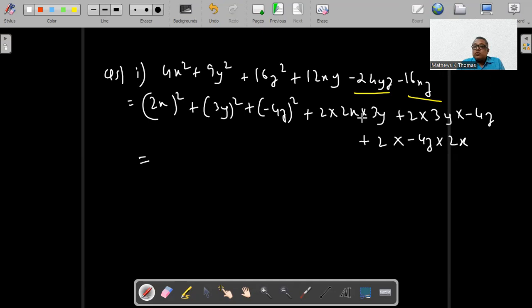Now, a square, b square, c square, 2ab, 2bc, 2ca can be factorized as (a plus b plus c) whole square. So the answer will be (2x plus 3y minus 4z) whole square. So it's actually the reverse identity of what we've been doing in the previous question. There we had expanded, now we are factorizing. So the answer will be (a plus b plus c) whole square, that is (2x plus 3y minus 4z) whole square. So you can note down this, 2x plus 3y minus 4z. Then I'll explain to you the second part.